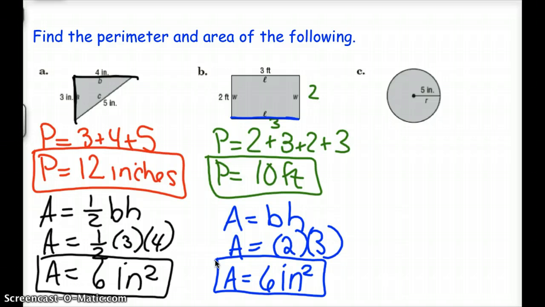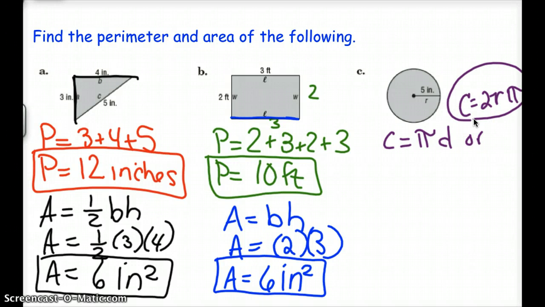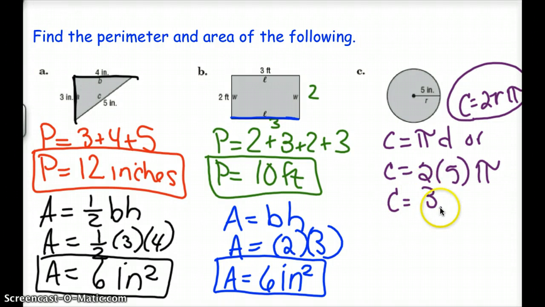Letter C, we have a circle, and we're asked to find the perimeter, which would be the circumference. Circumference formula is pi d, or circumference is 2r pi, right? 2 radii make a diameter. I'm going to use this formula because I have 5 for my radius. Circumference equals 2 times 5 times pi. If you wrote circumference is 10 pi, that's great. I'll punch that in my calculator. I'm going to get 31.4 inches.